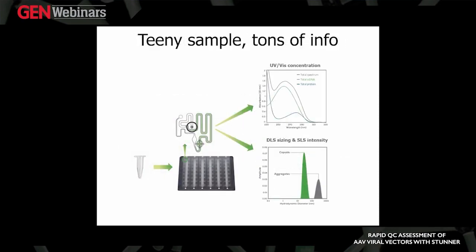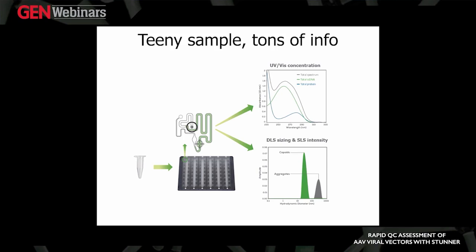Getting data from such a small sample volume starts with Stunner's 96-well consumable plate. In the plate, each well is actually a microfluidic circuit that lets you use that 2 microliters to get information from two technologies, UV-Vis for concentration, shown on the top, and DLS for sizing, shown on the bottom. SLS intensity data is also read during a DLS experiment and gets you valuable insight, in this case on titer. The plate can be used to read from 1 to 96 samples at a time.